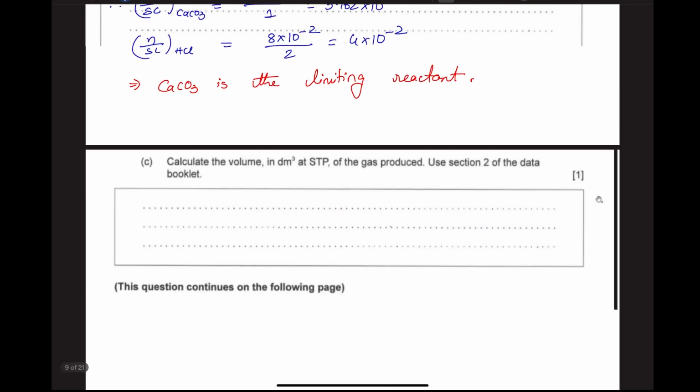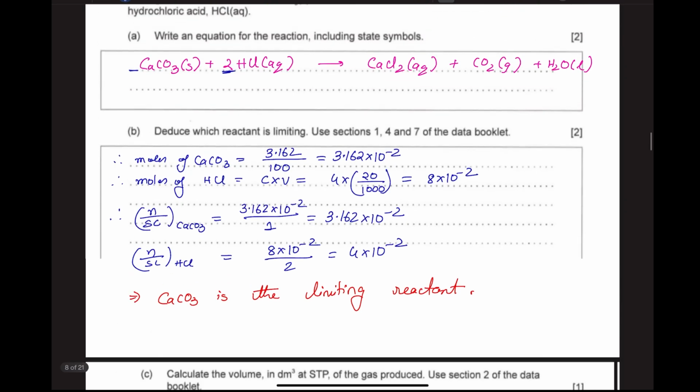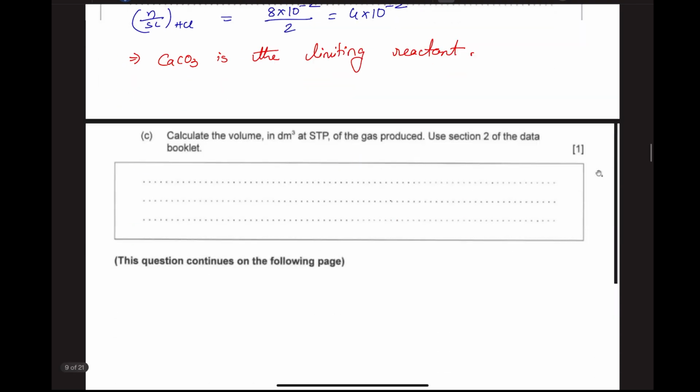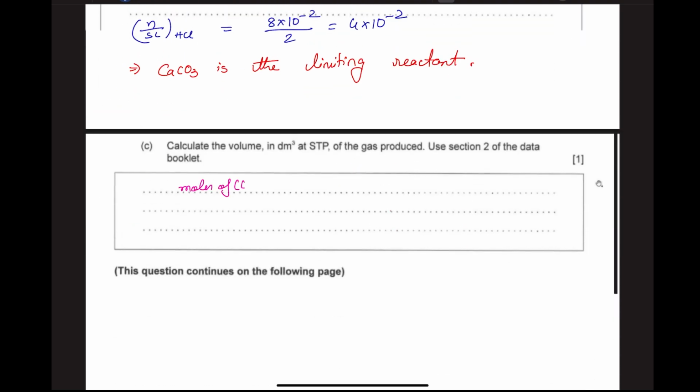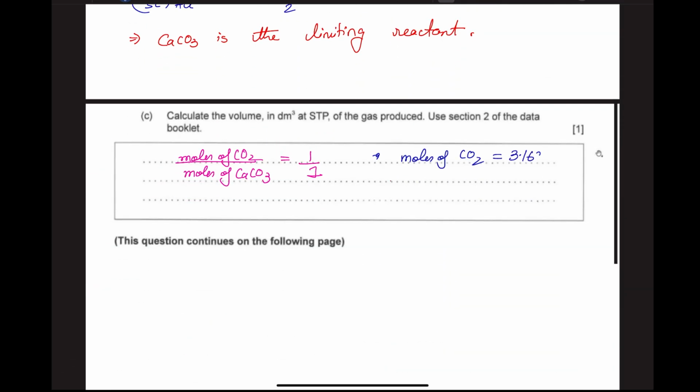Now, you have to calculate the volume in dm3 of the gas produced. So we just need to find the moles of CO2. CaCO3 and CO2 are in a 1:1 ratio. So moles of CO2 will be equal to moles of CaCO3, which is 3.162 x 10^-2. Then the volume of CO2 will be moles times the molar volume. The molar volume is 22.7. 3.162 x 10^-2 times 22.7 gives you 0.718 dm3. That is your answer.